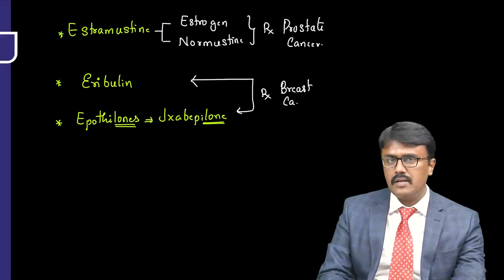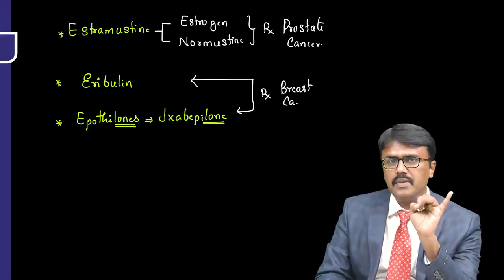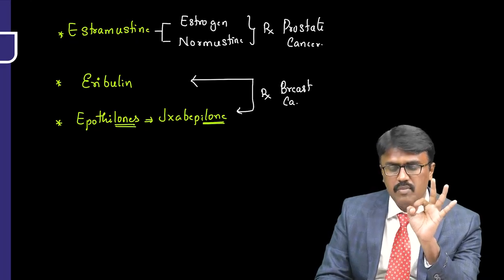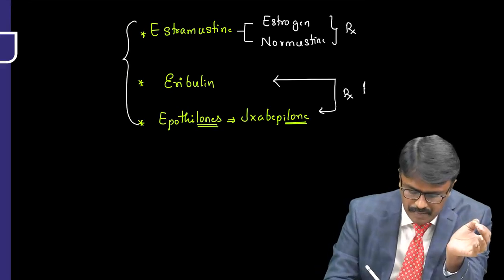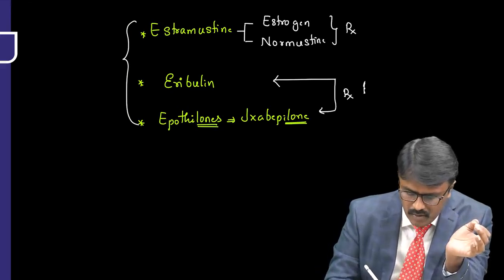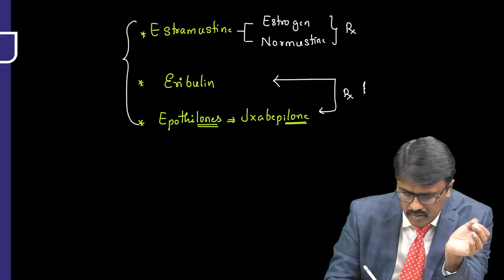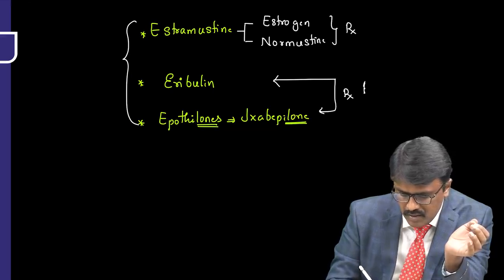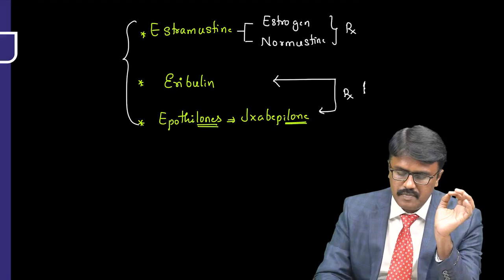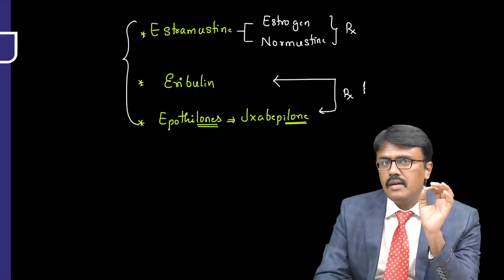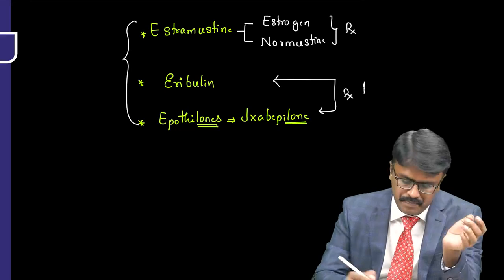So these are the vinca alkaloids, then estramustine, eribulin, epothilones. These three E's mainly cause microtubule damage. So they are called microtubule damaging agents along with vinca and taxanes. So we are done with the M phase specific drugs.